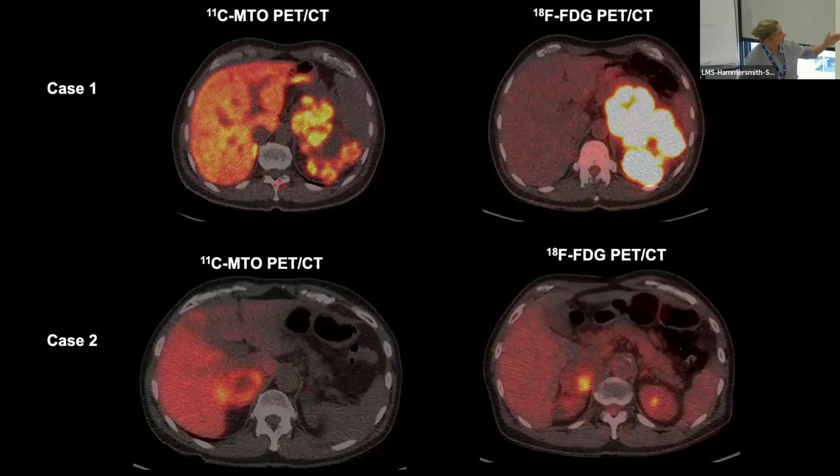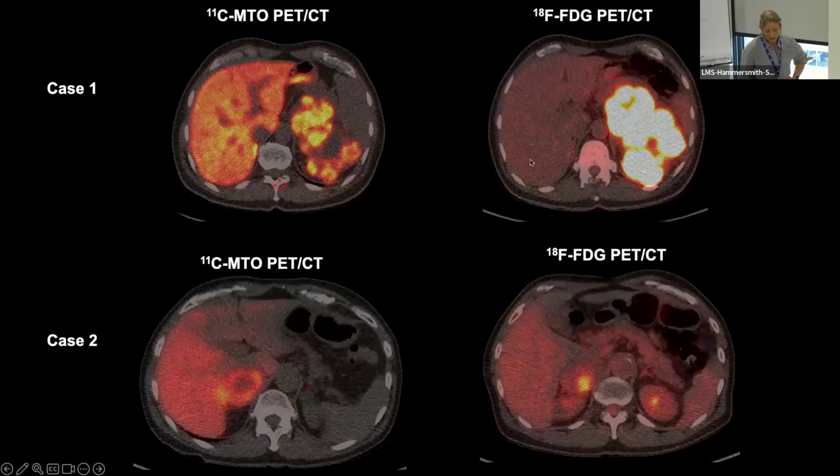And you might argue, well, okay, the area of photopenia may be just due to hemorrhage or necrosis, but actually there was no correlate in CT to account for this photopenia. And you can see that the concurrent fluorodeoxyglucose PET-CT over here shows a much more homogeneous uptake.